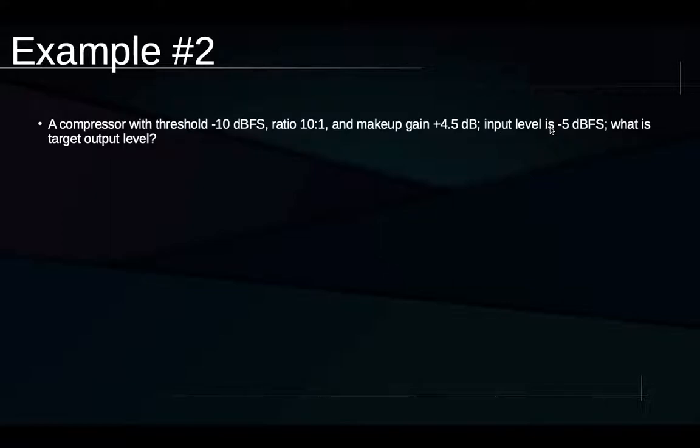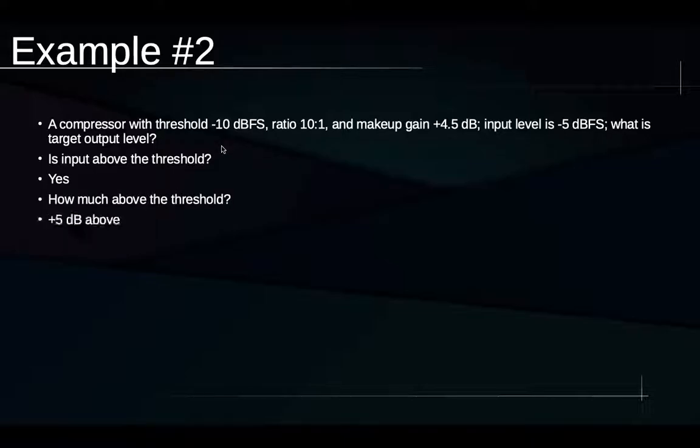Here's another example. Compressor with a threshold at minus 10 decibels full scale, a ratio of 10 to 1, makeup gain of 4.5 decibels, and we give it an input level of around minus 5 decibels full scale, and then we ask, what is the target output level? Well, first question, is the input above the threshold? Yes, minus 5 is higher than minus 10. How much higher? Plus 5 decibels above.